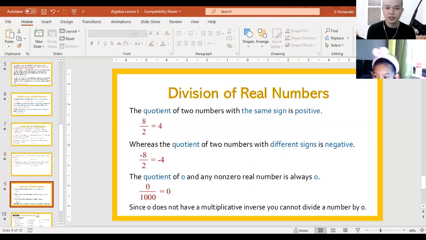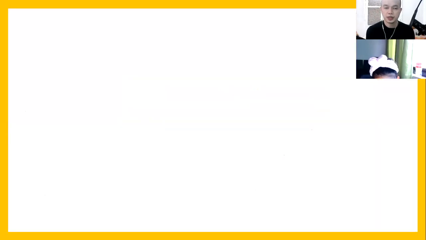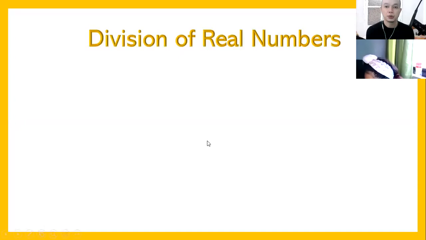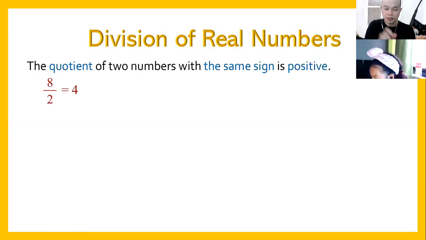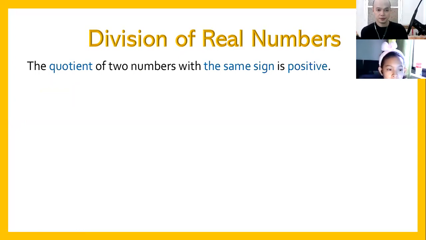Let's have division of real numbers. Division of real numbers is pretty much easy. If you understood multiplication of real numbers, it will follow the same rules, all right? Same sign, positive. Different signs, negative. Okay, Christelle? Okay, first one. Can you read the first one, Christelle? The quotient of two numbers with the same sign is positive.